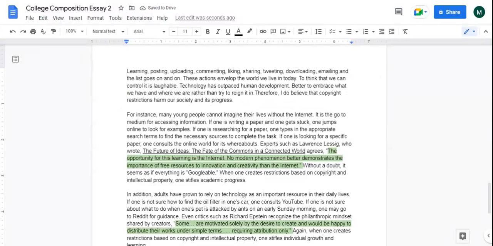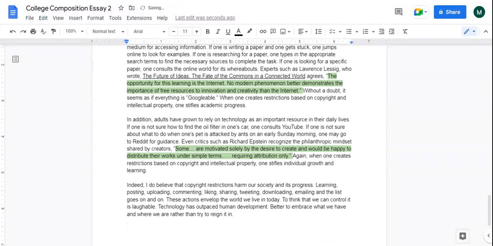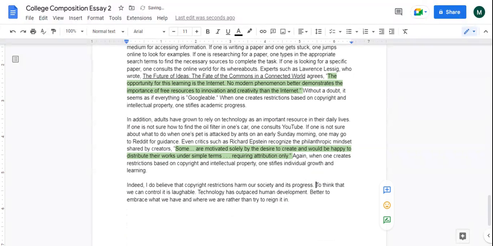So I think I had a couple of seconds. The only thing I would probably do, writers, is take this, Control C, and add it to the end. So Control V. And then I might take this part out and just say something like, to think that we can control it is laughable.